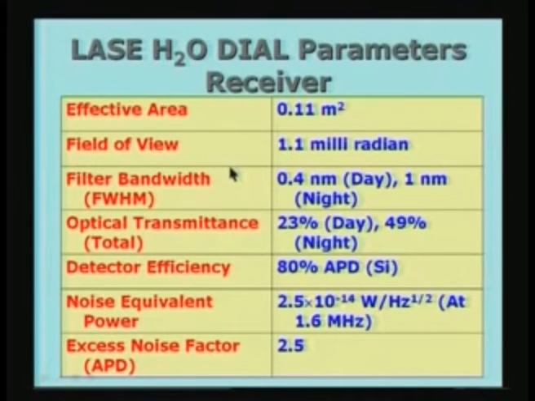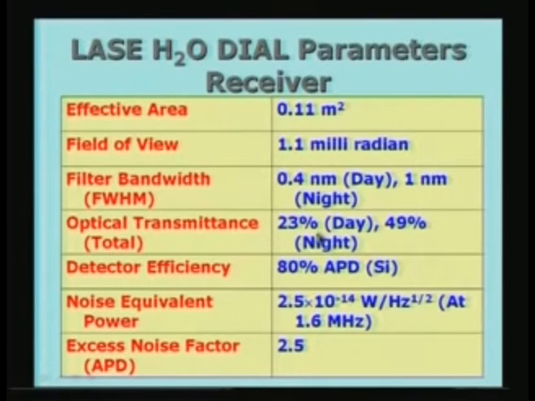So, the receiver, what are the things which are required in the receiver? As you can see, the receiver has an area of 0.11 square meter, which is a large area, and the field of view is 1.1 milliradian, and the bandwidth is 0.4 nanometer during daytime, and this measurement is done both during daytime and night time. Some of these details will take too much time for me to explain. You can just go through the website and learn more about these aspects.